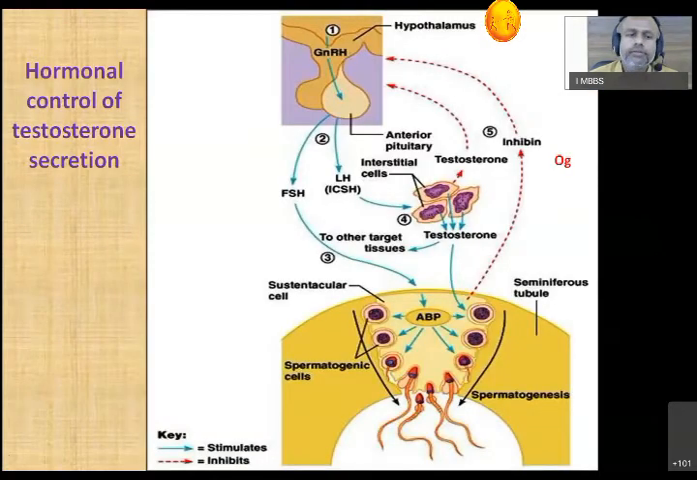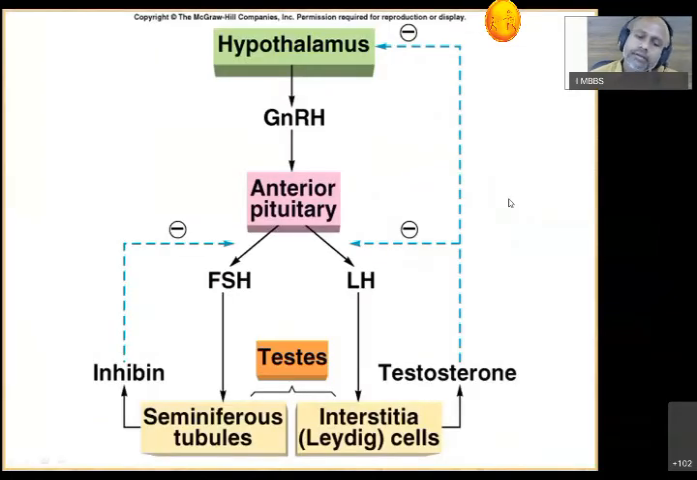Here again, the hormonal control of testosterone secretion is by direct negative feedback over the hypothalamus and anterior pituitary, and through inhibin or estrogen also inhibiting the hypothalamus and anterior pituitary, secreted by Sertoli cells. Here, testosterone from Leydig cells directly inhibits the anterior pituitary and hypothalamus, and follicle stimulating hormone is inhibited by the Sertoli cells in the seminiferous tubule by secreting inhibin. It is inhibiting FSH to maintain the level of testosterone in your blood.